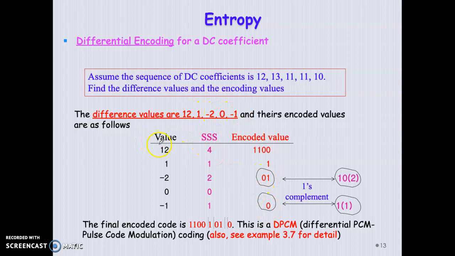So this is the value: 12, 1, negative 2, 0 and negative 1. Then you transform into SS. How many bits do we need? 12 you will need 4, 1 you need 1, negative 2 you need 2. Once you get the SS, then you transform into binary. 1 is 1, negative 1 is 0. So this is DPCM coding. That's how you encode the DC.